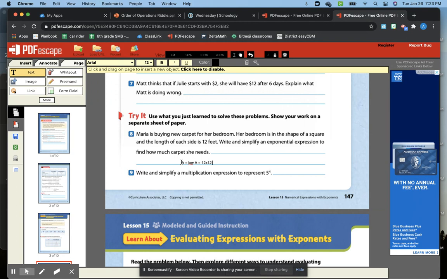So an exponential expression would just be putting 12 times 12, which would be 12 to the what power? And we know exponents tell us how many times to multiply it. So this would be 12 to the second power. This would be the answer for the exponential expression.